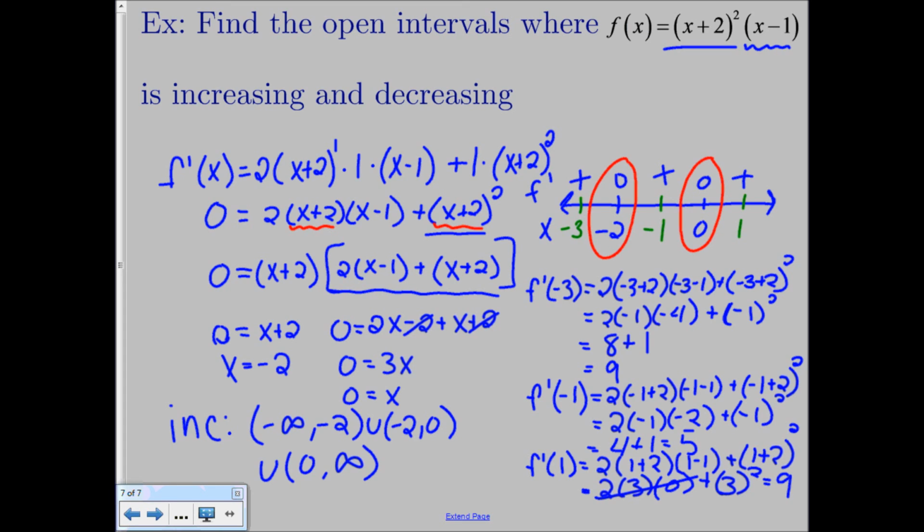So there you go. That was a slightly harder one where we had to use more complicated derivative rules, but it's the same process every single time.